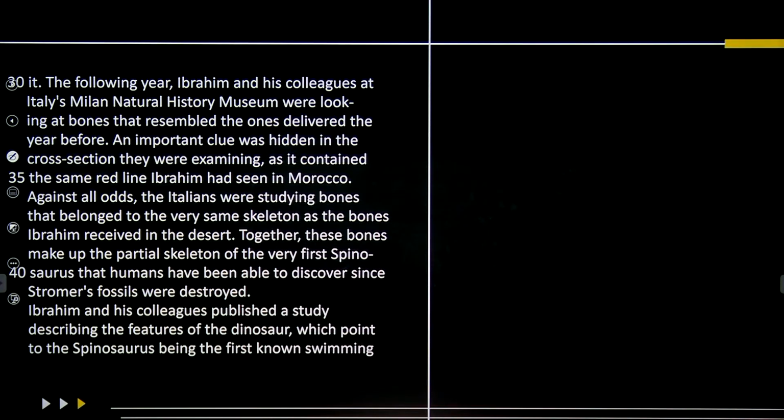So it was not only Stromer. After that, we also have many other people who got other parts of the same Spinosaurus, the further bones. Okay, and they were already studying in Italy. So that is about 30 to 40. And here what are we going to do?